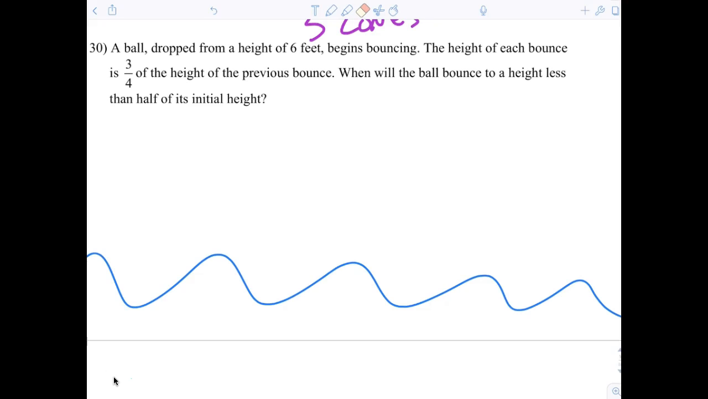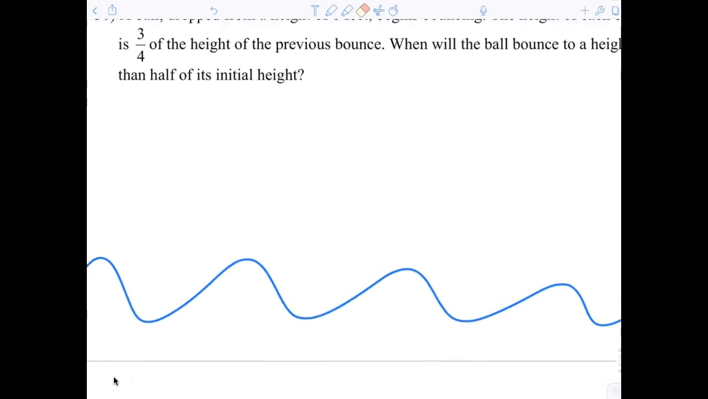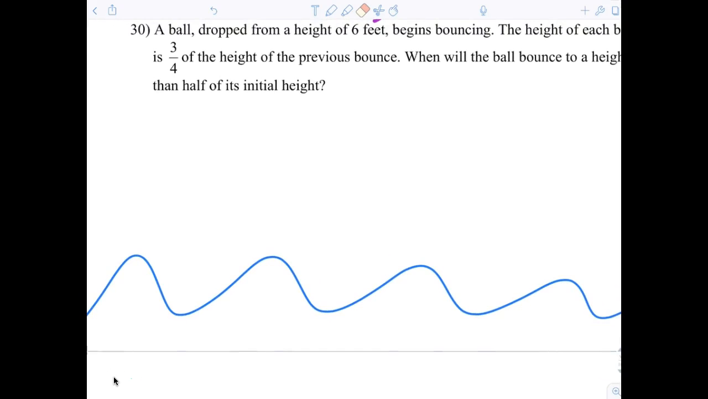Thank you. Go. Read. A ball dropped from a height of 6 feet begins bouncing. The height of each bounce is 3/4 of the height of the previous bounce. When the ball bounces to a height less than half of the initial height... Okay, so look, guys. Everybody can draw a bouncing ball. Now look, seriously, especially with your iPads. Look how fun this is.